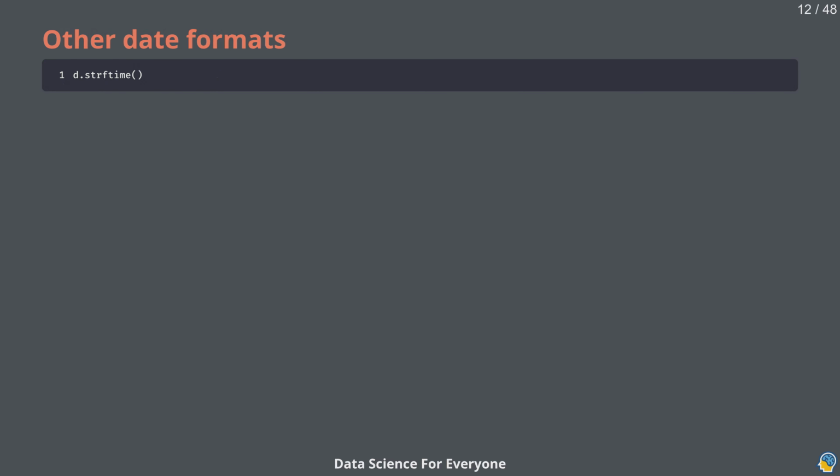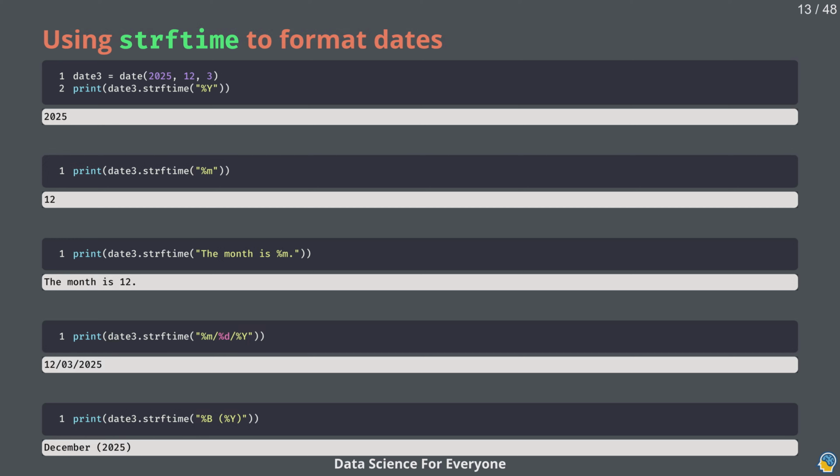If we don't want to use the ISO format, Python gives us other options as well. We can use the strftime method to format dates however we want. Let's take a look at some examples. The strftime method lets us create a string version of a date using a format code. Let's create a date for December 3rd, 2025. If we use strftime %y, Python gives us just the year. There are more format codes as well. %m gives us the month as a number, and %d gives us the day, and so on. We can combine these in any way we like to match the format we need.